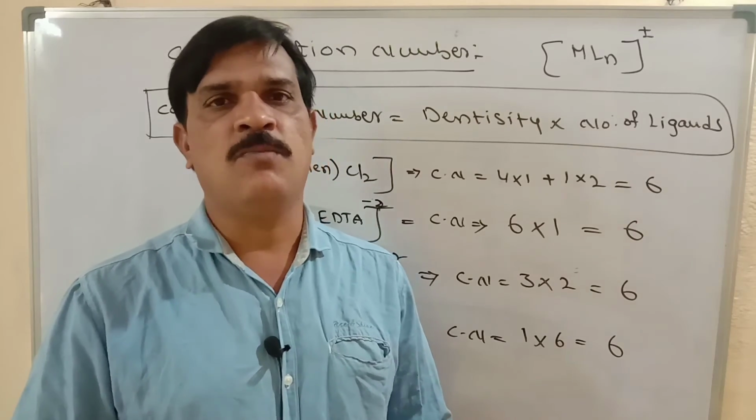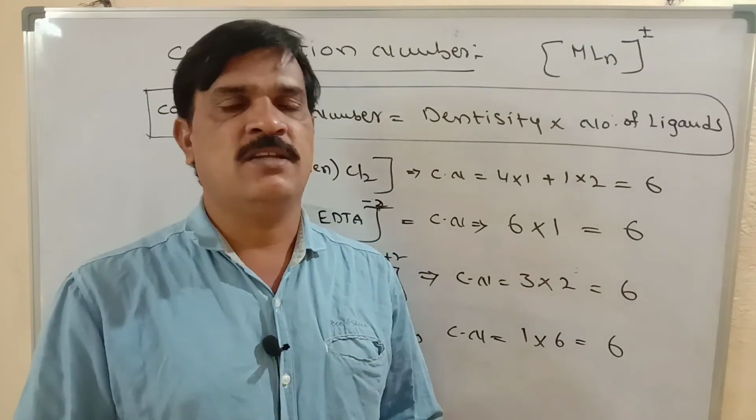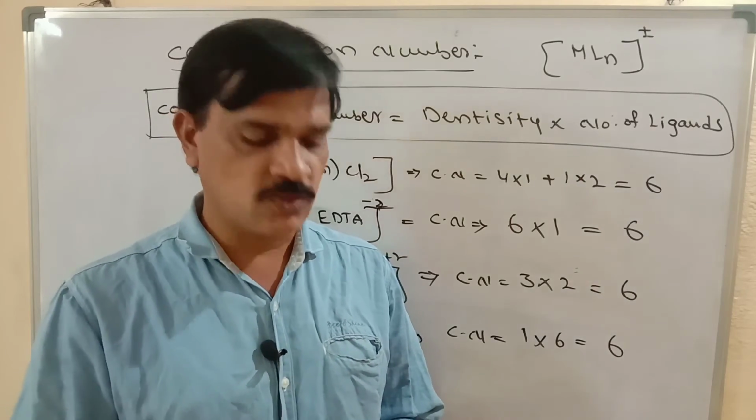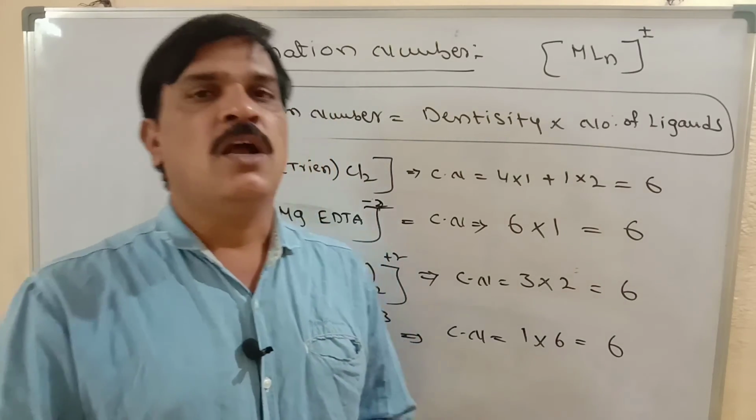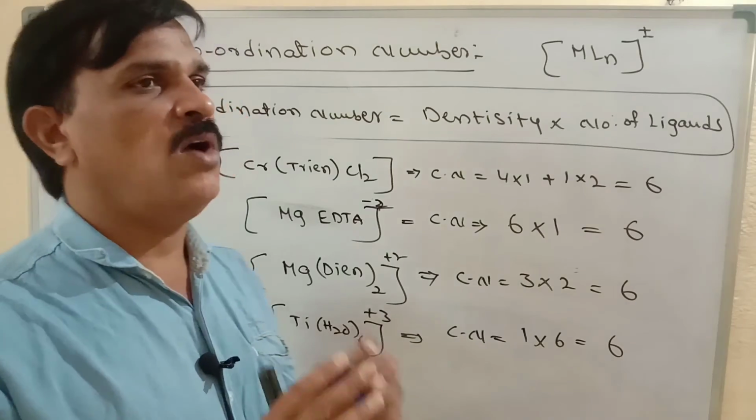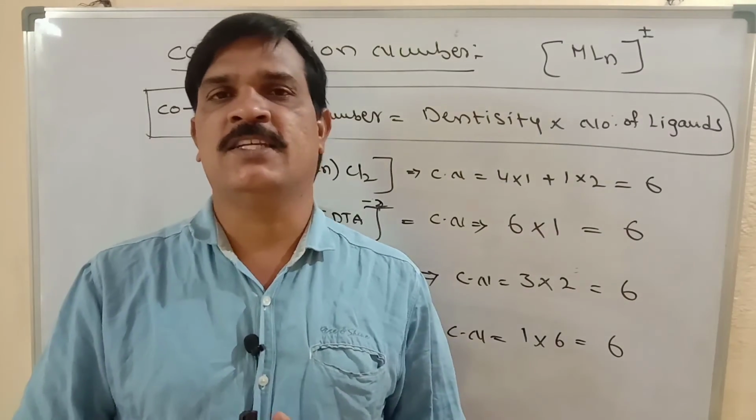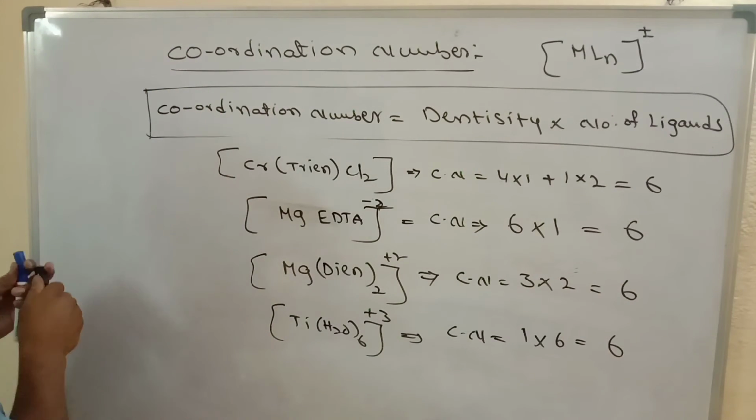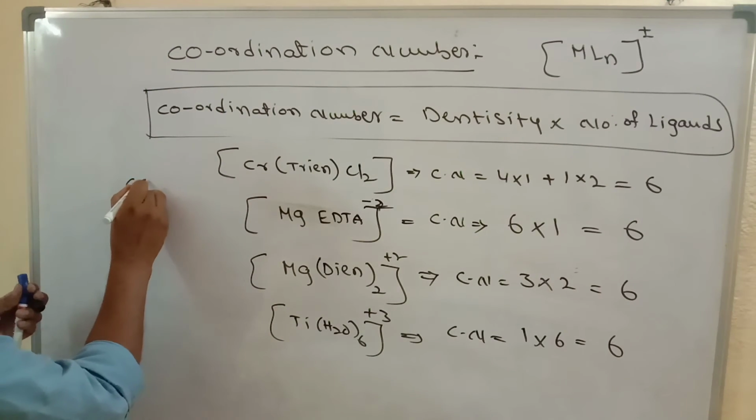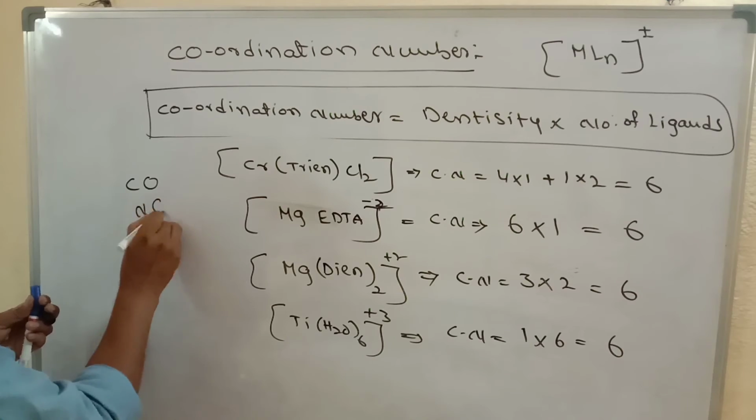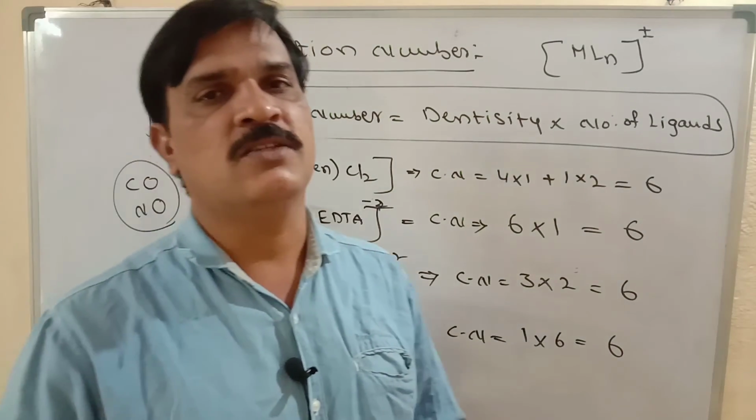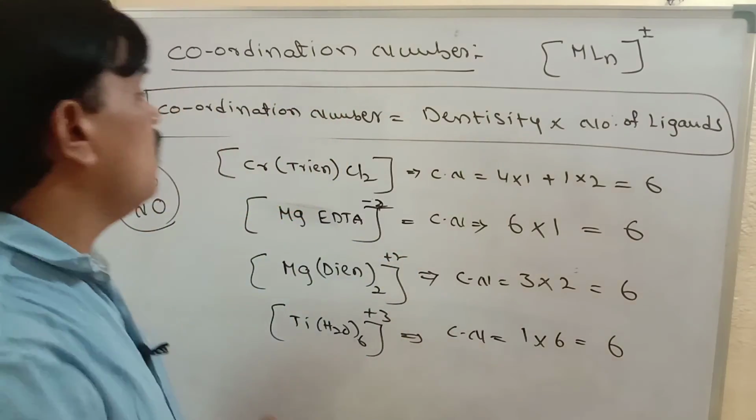In coordination compounds, coordination number means the number of ligands around the central metal atom. Only sigma bond forming ligands are considered for coordination number, but not pi bonds. For example, CO also forms pi bonds, and CN also forms pi bonds. Here we are considering only sigma bond forming electrons, but not pi bond forming electrons.